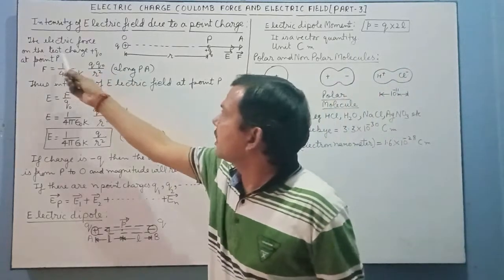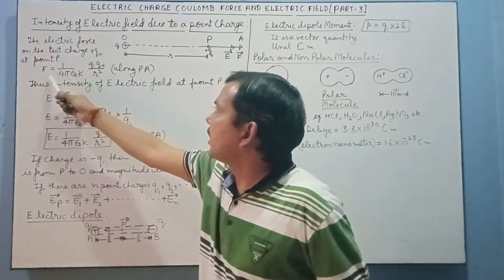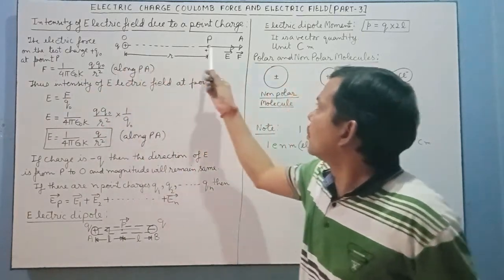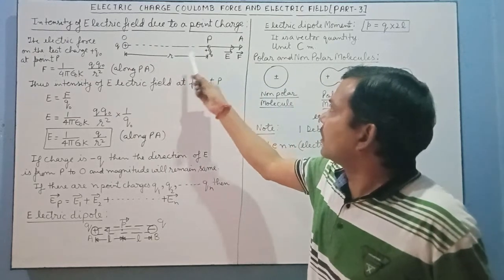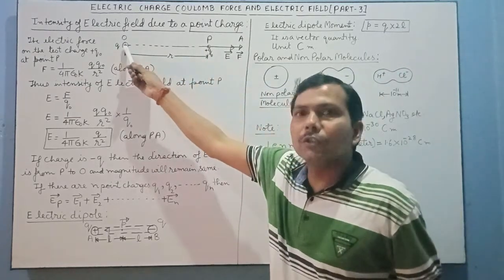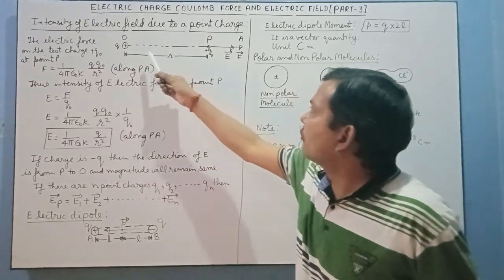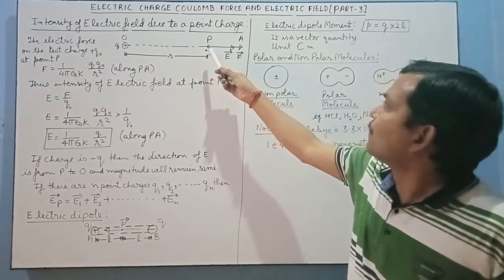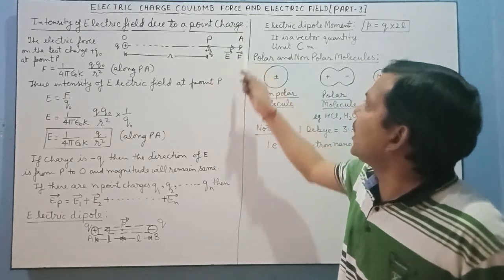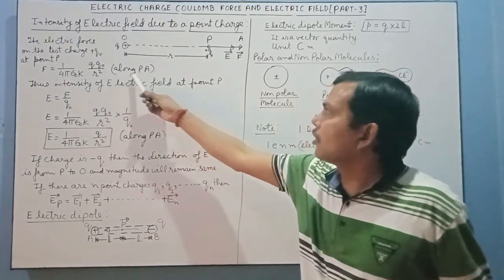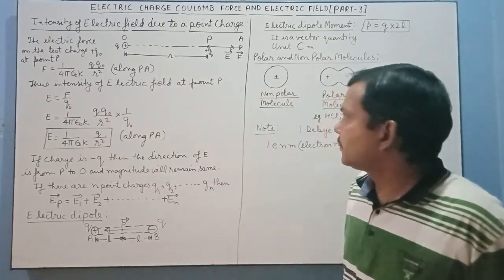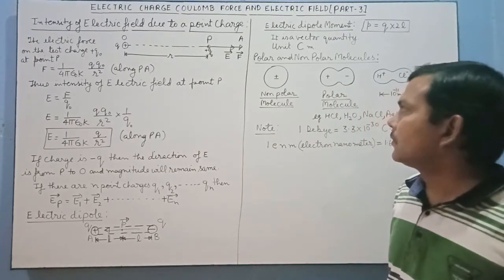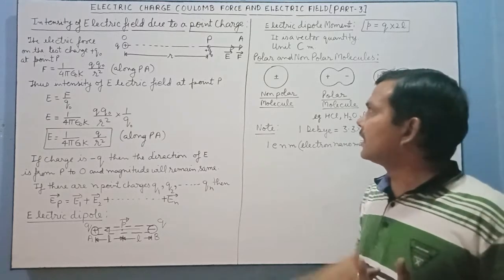The electric force on test charge +Q0 at point P will be written as F = (1/4πε0) · Q·Q0 / r². This test charge is positive and this charge is also positive, so the direction of force will be along the line joining both these charges, in direction PA. So the direction of force is along PA. Now we will use the definition of intensity of electric field to find the electric field intensity at point P.